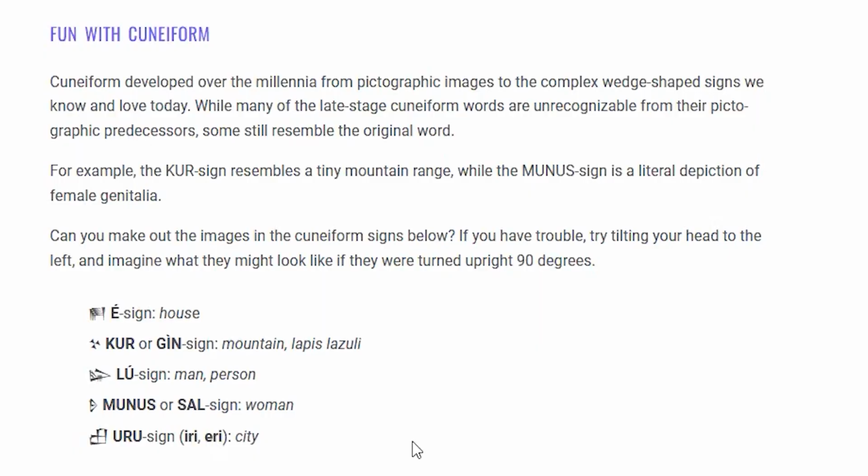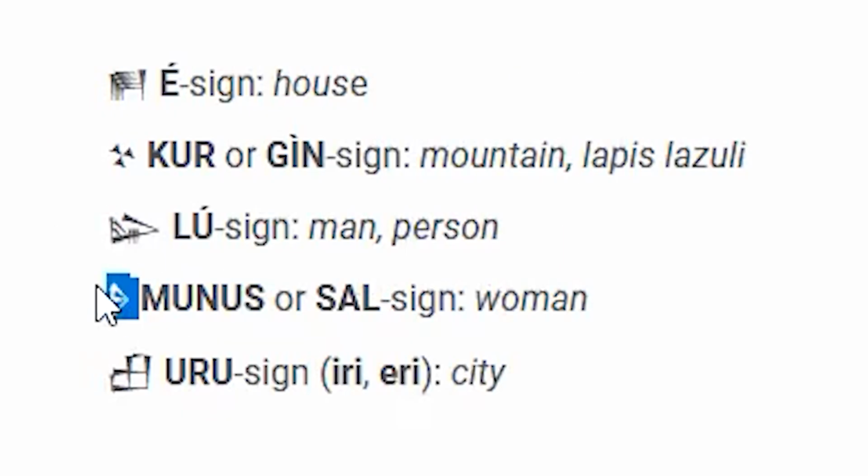Cuneiform developed over thousands of years from pictographic images to the complex wedge-shaped signs we know and love today. While many of the late-stage cuneiform words are unrecognizable from their pictographic predecessors, some still resemble the original word. For example, the Kur sign resembles a tiny mountain range, whereas the Munus sign is a literal depiction of female genitalia, which is this one down here.